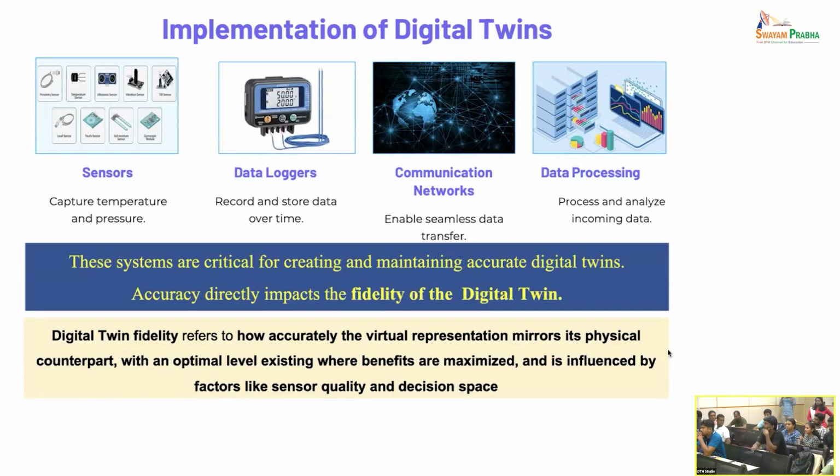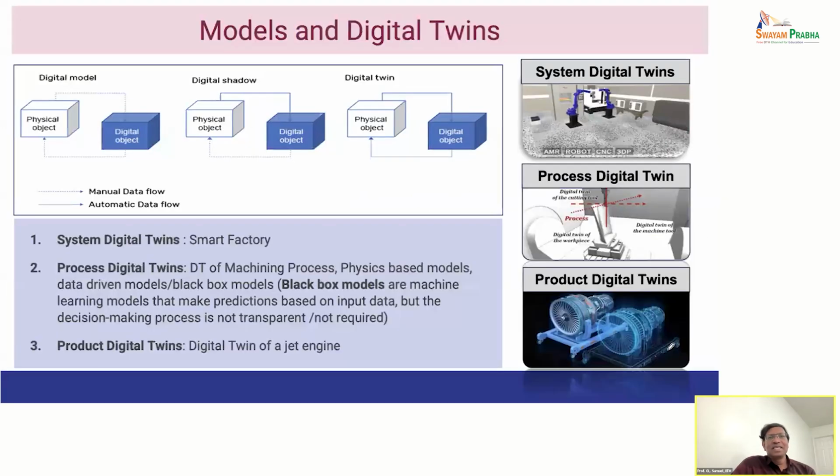Sir, can you please differentiate between digital twin and digital shadow? Okay, so here you can see the lines. Dotted lines, I don't know if you are able to clearly see that, mean manual data flow. And this is a thick line, which means data can flow from the object to the digital object, the digital replica, but we will not be able to send the data from the model or the digital shadow to the physical system. So we need to do it physically.